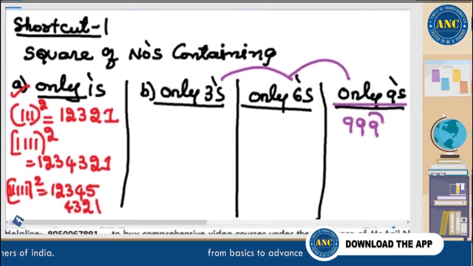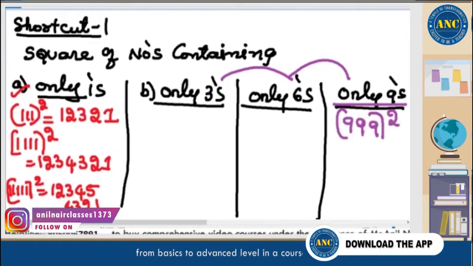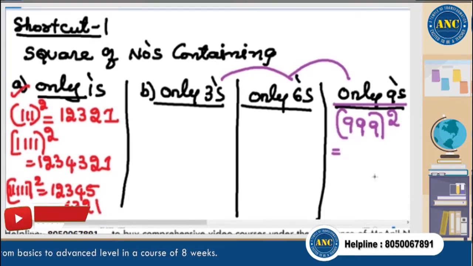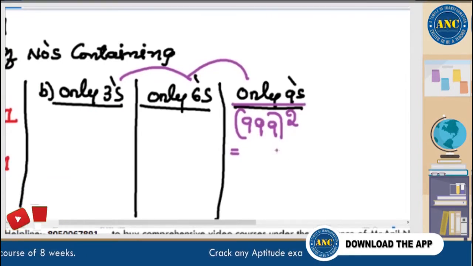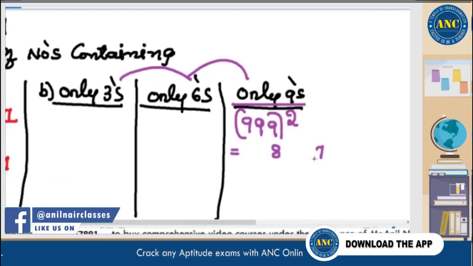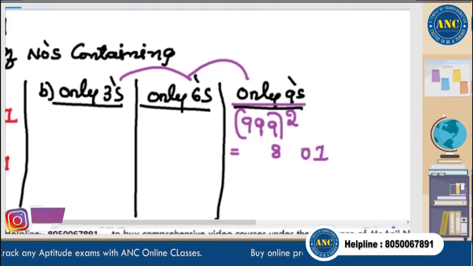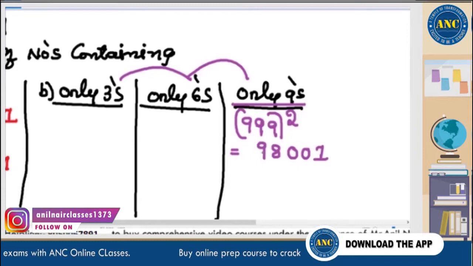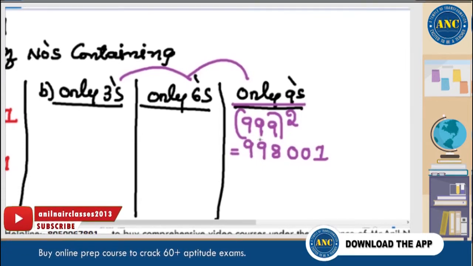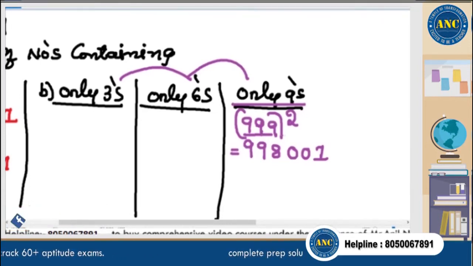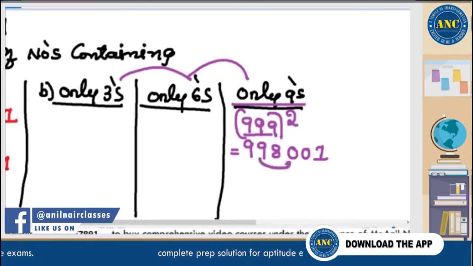Only 9. If I do 999 square, listen carefully. Step number 1. What is the digit that is repeated in 999? 9. What is 9 square? 81. Right? Keep 2 zeros before 1 and 2 nines before 8. Very simple concept. If the question contains 3 nines, answer contains 2 nines and 2 zeros.